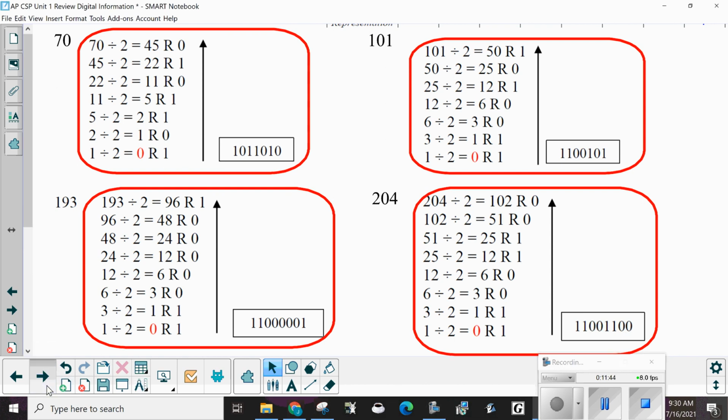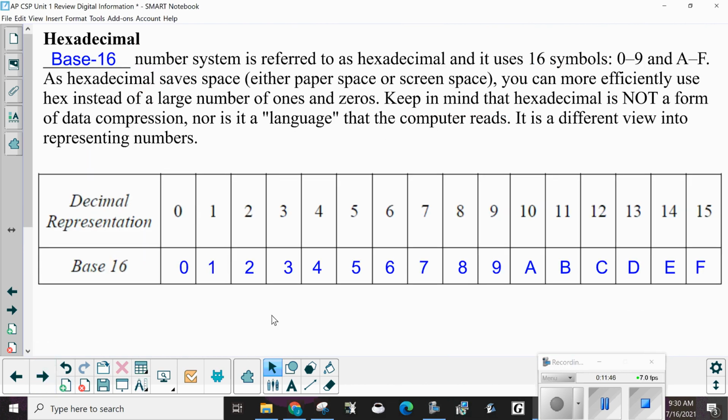Okay? Now, hexadecimal. This is going to be very brief. Base 16 is our hexadecimal number system, and it uses 16 symbols, 0 through 9, and then A through F. We use A through F because we don't have any more digits past 9, and we have to go all the way up. We need 16 digits for base 16.